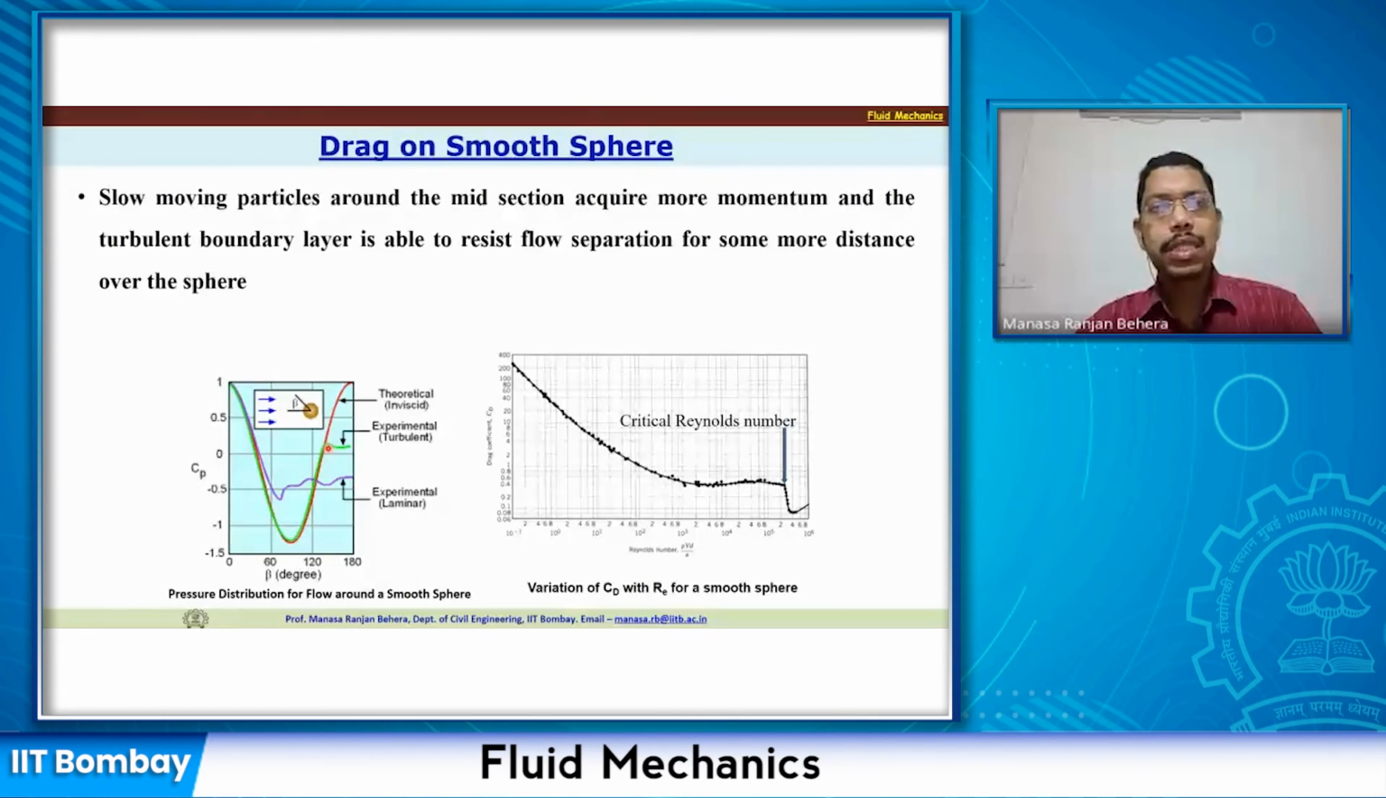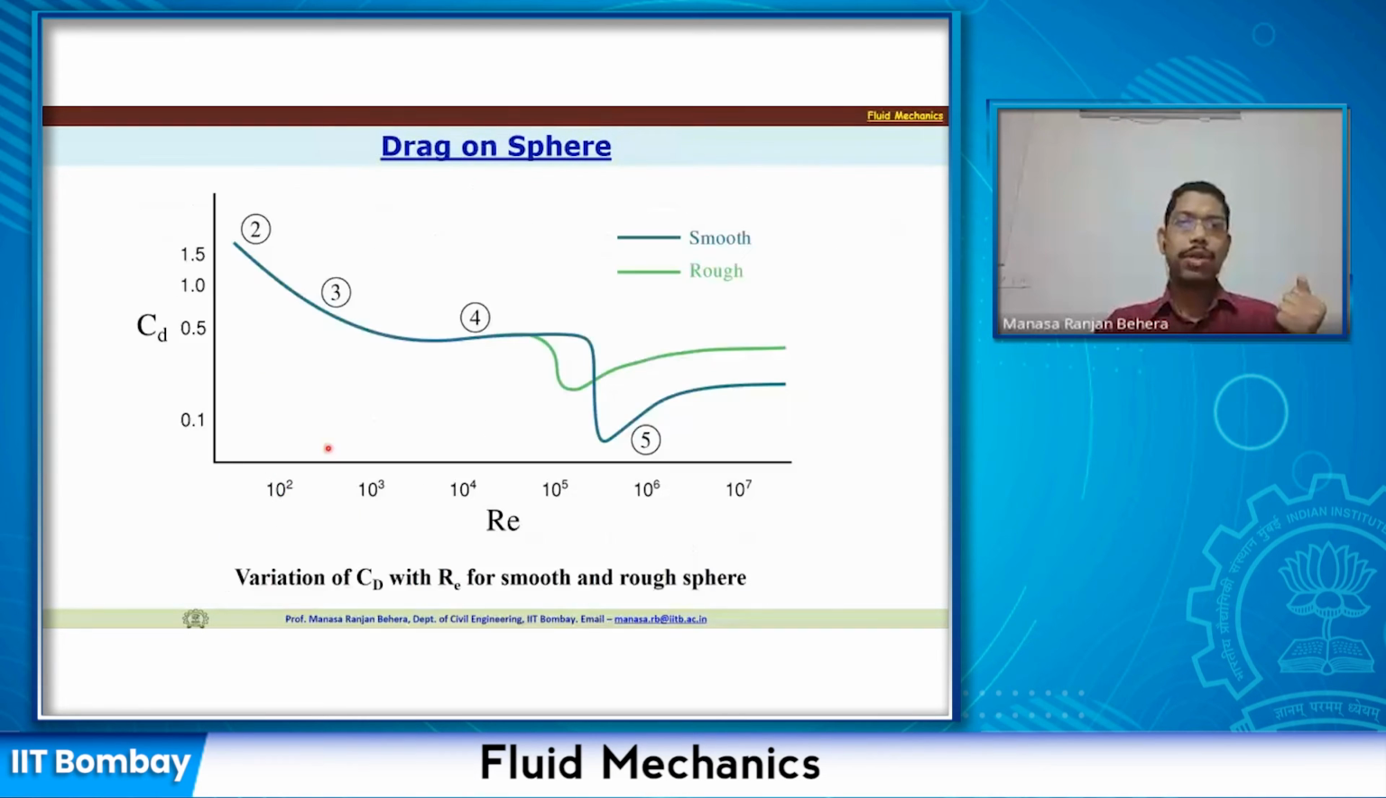Now let us understand that slow moving particles around the midsection acquire more momentum, and the turbulent boundary layer is able to resist the flow separation for a further distance over the sphere, and that's why we are getting a smaller wake region.